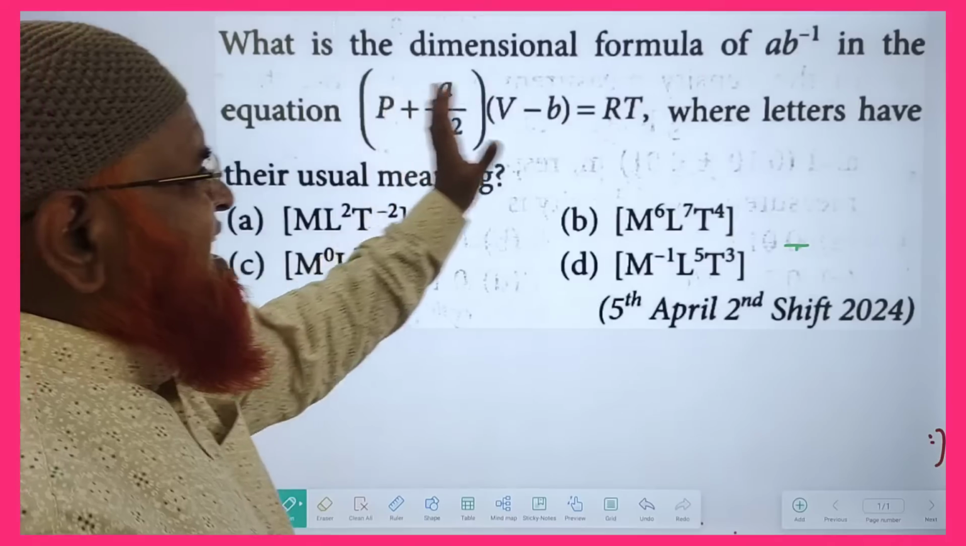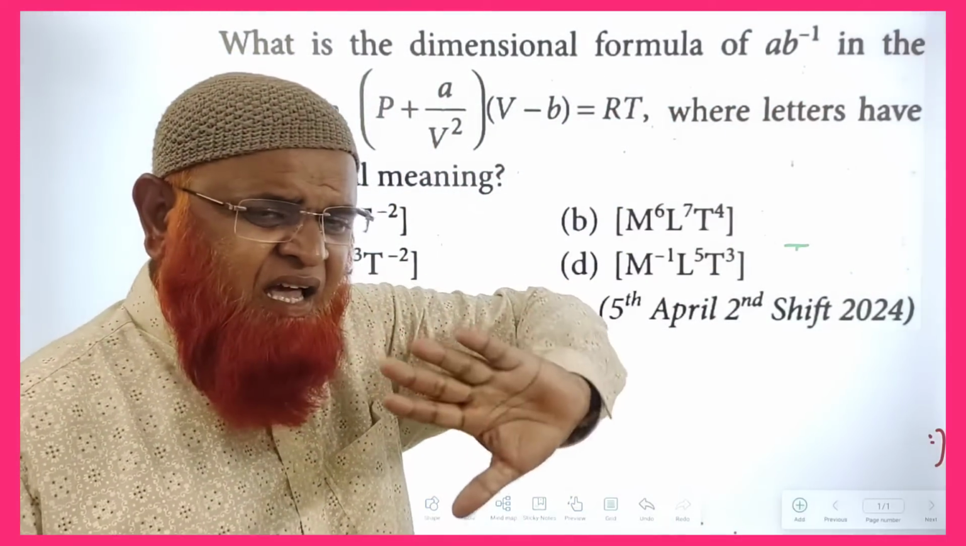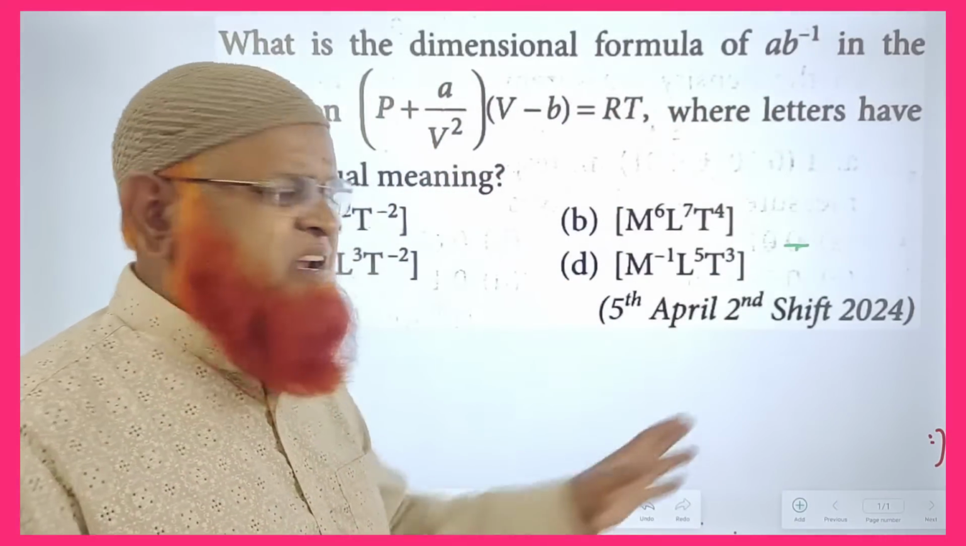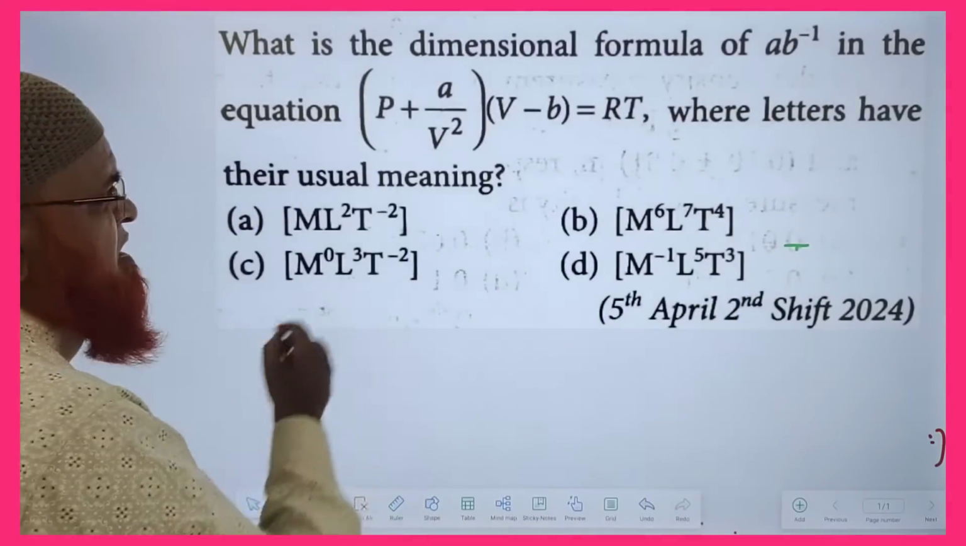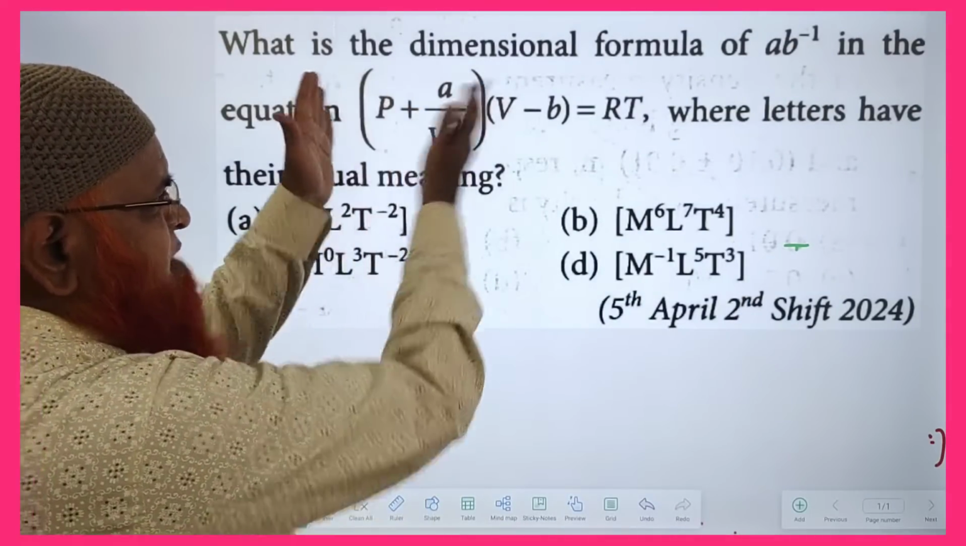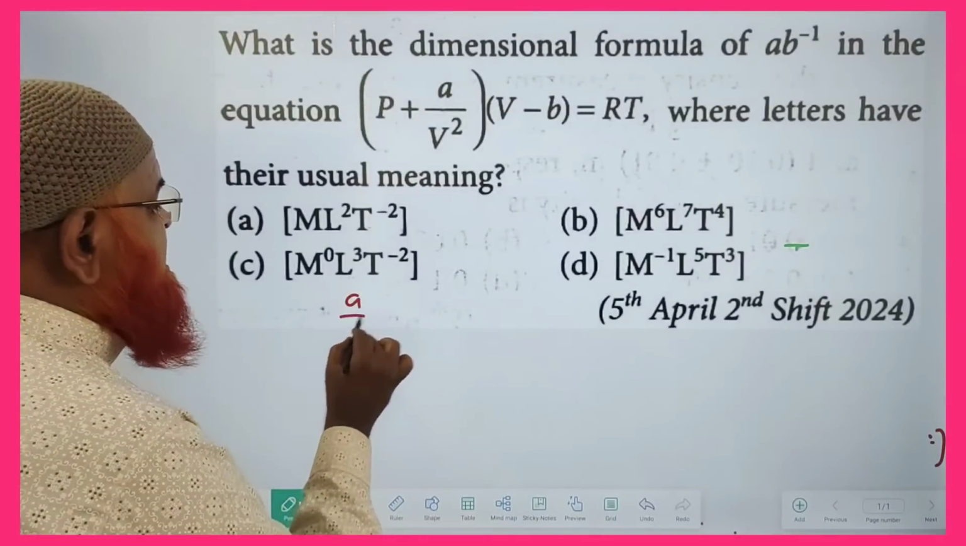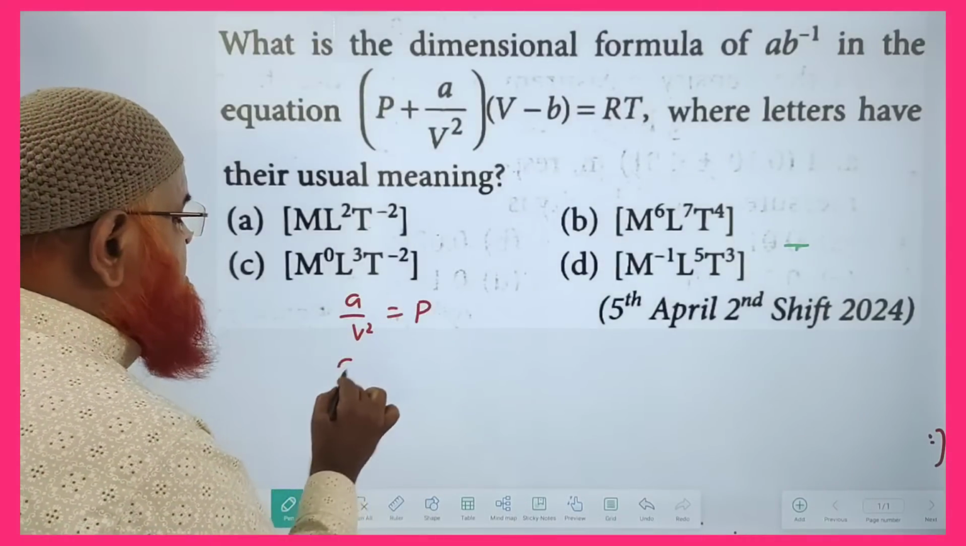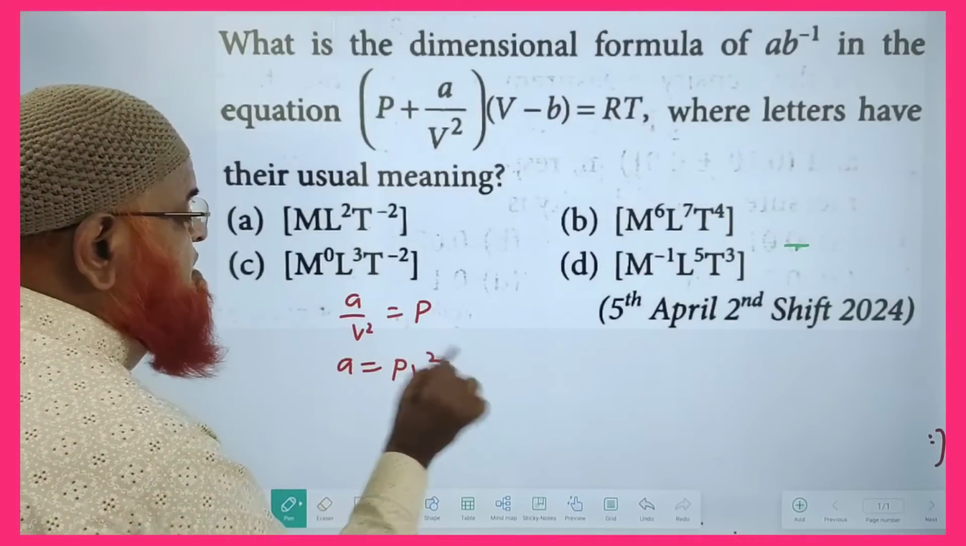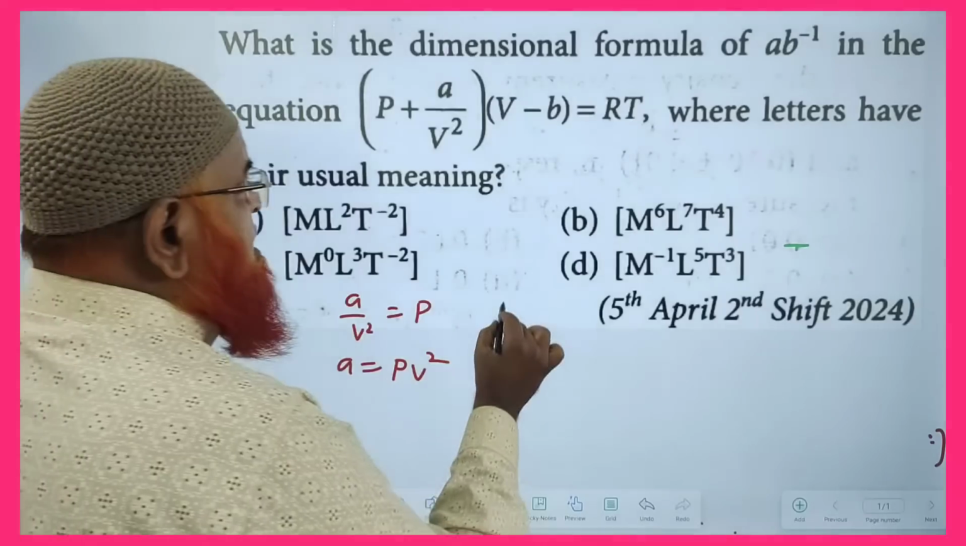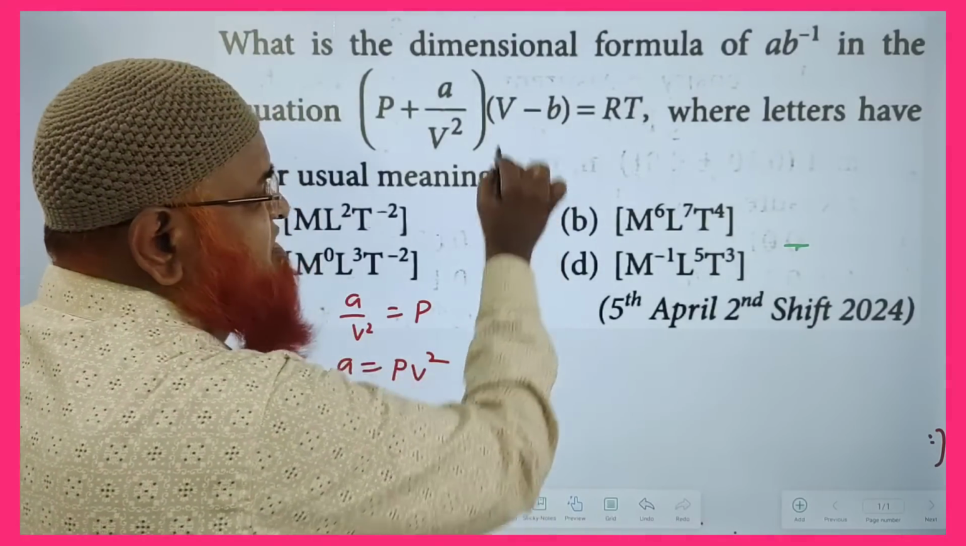So this is a gunshot question asked any time and everywhere in NEET and JEE Mains. Let us see what is going to happen. You know these two terms have the same dimensions, so you will write A by V square is equal to P. That means A is equal to PV power 2. That's it. Here, these two terms have the same dimensions.